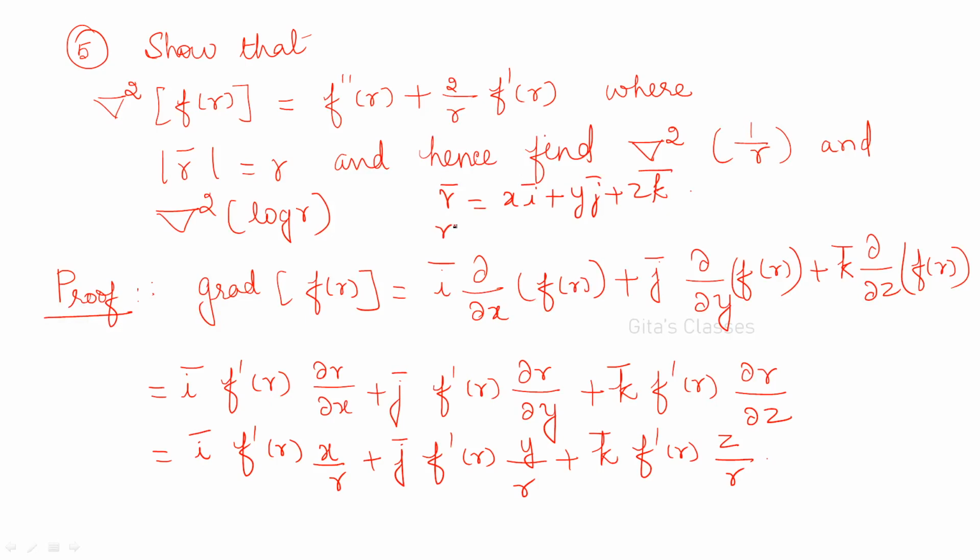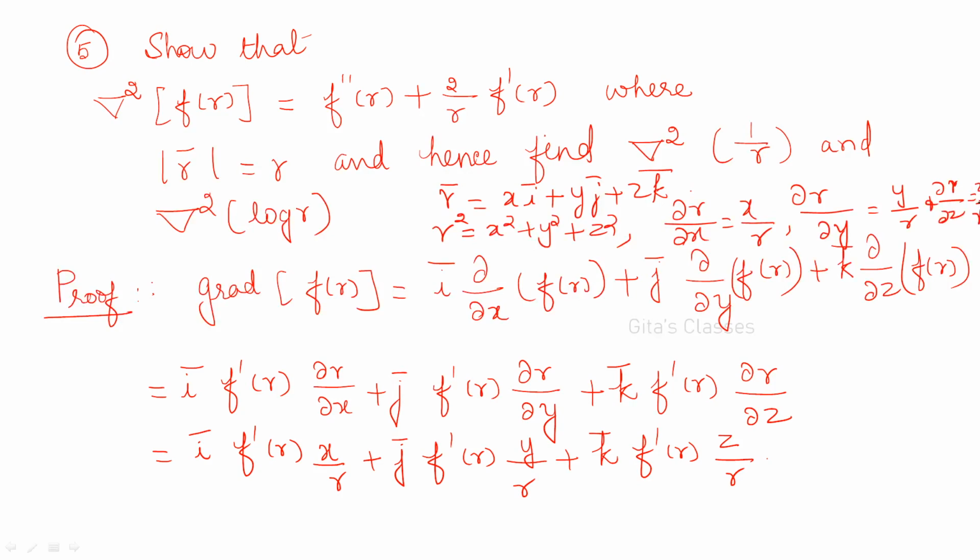Okay. So modulus of r bar is equal to r, which is equal to root of x squared plus y squared plus z squared. Therefore r squared is equal to x squared plus y squared plus z squared. And from this you can write dou r by dou x is equal to x by r. In the previous problem I have explained how to find out all these things. Dou r by dou y is y by r and dou r by dou z is equal to z by r.